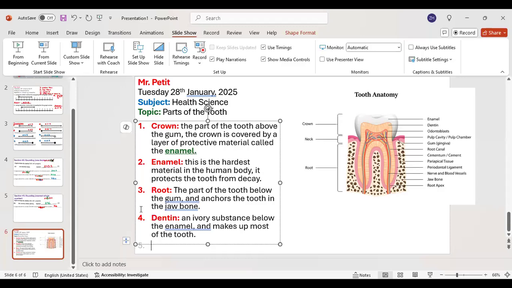Jada, what do we know about the root? The root is the part of the tooth below the gum, and it anchors the tooth in the jawbone. Very good.